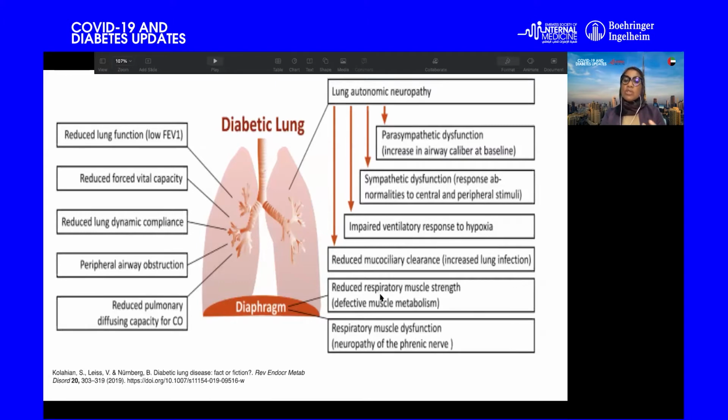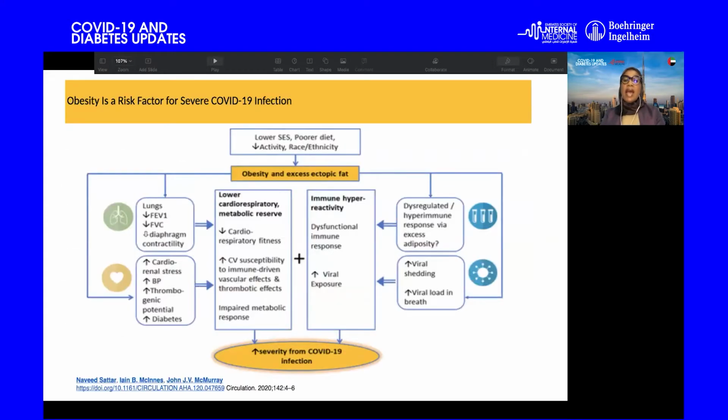And because of the reduced respiratory muscle strength, as a result of neuropathy of the phrenic nerve, what you have is now a situation whereby somebody already has compromised lung dynamics, you have an infection, and that makes the outcomes even worse. Adding to that is the fact that obesity has also been shown to be a risk factor for severe COVID-19 infection. And as I've mentioned, a lot of our patients with type 2 diabetes are also obese. And the mechanisms for obesity are very similar to diabetes.